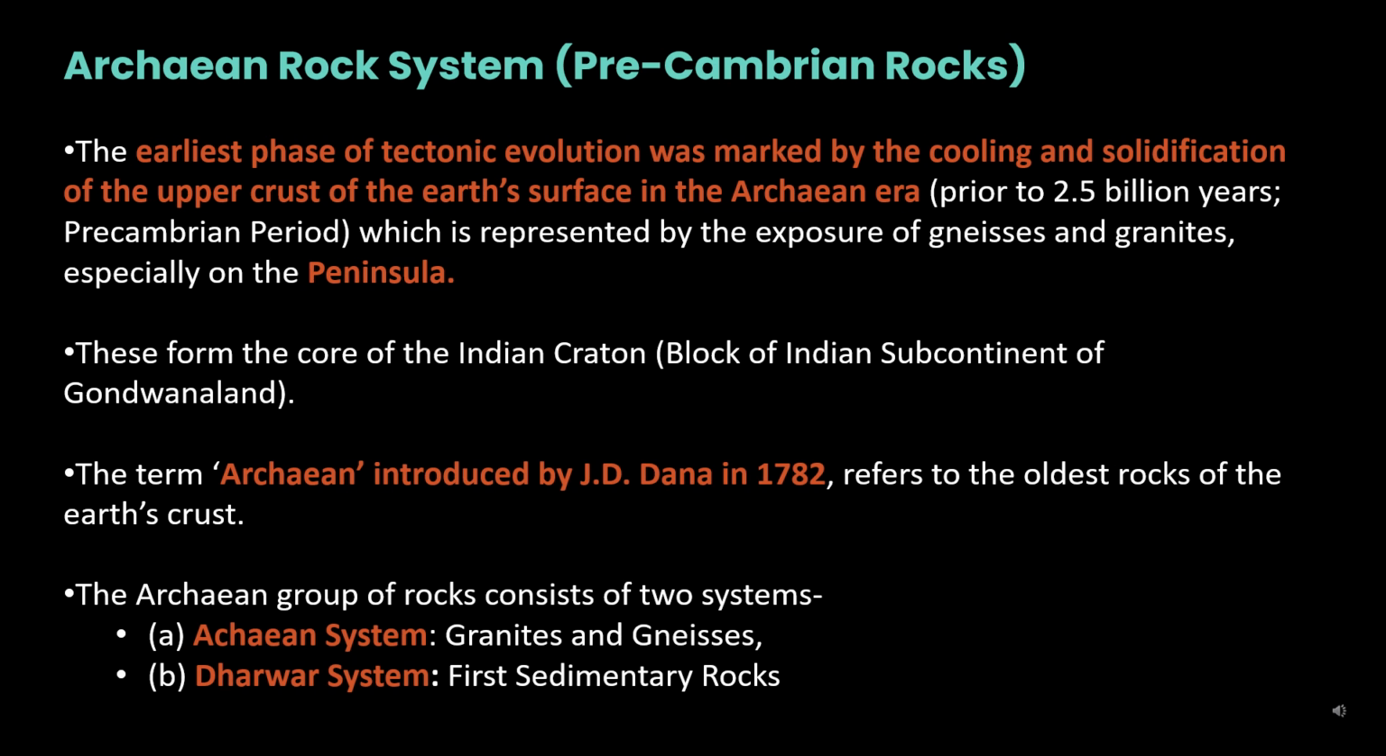The term Archean, introduced by J.D. Dana in 1782, refers to the oldest rocks of the Earth's crust. The Archean group of rocks consists of two systems. A. Archean system, granites and gneisses. B. Darwar system, first sedimentary rocks.